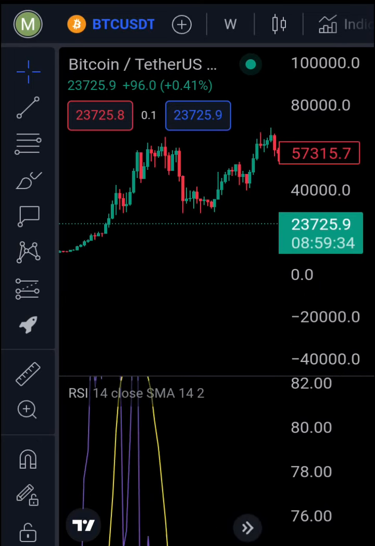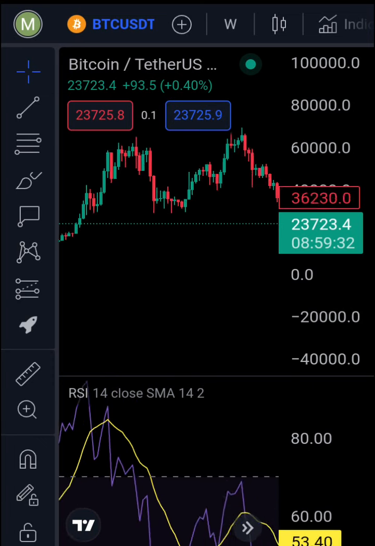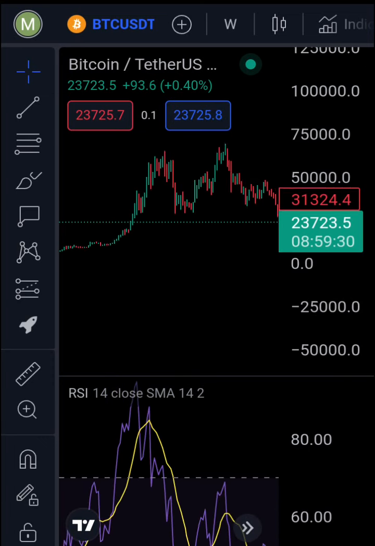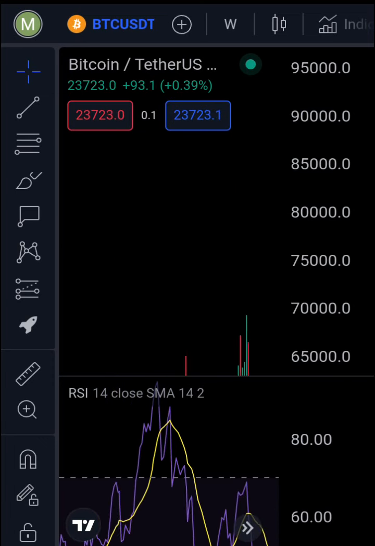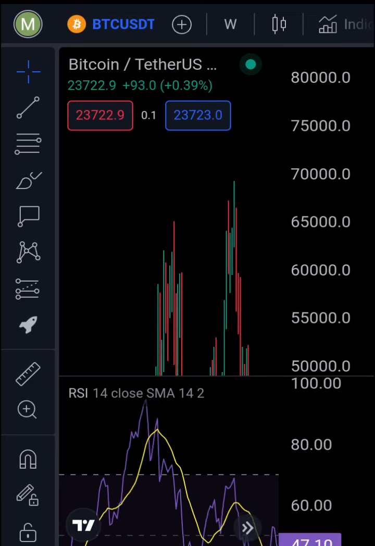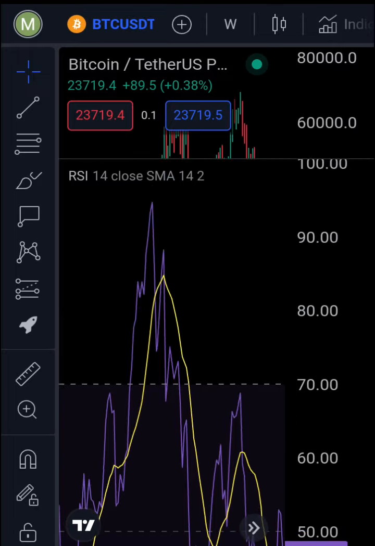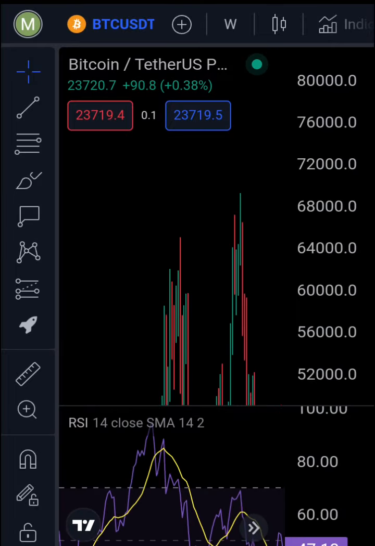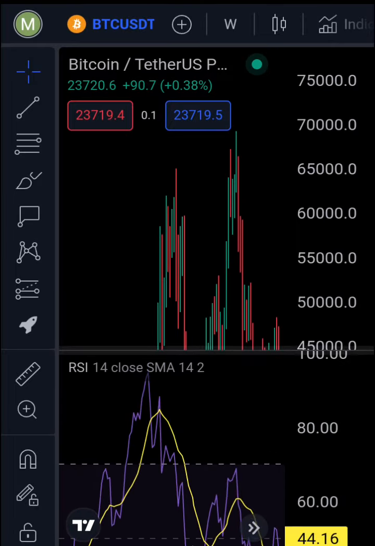Let's look at the weekly. Did we have anything? On the weekly, it was much clearer. My bearish divergence over here, it's very clear. Higher highs in price action, lower highs in RSI. You could see it very clearly. That's on a weekly time frame.